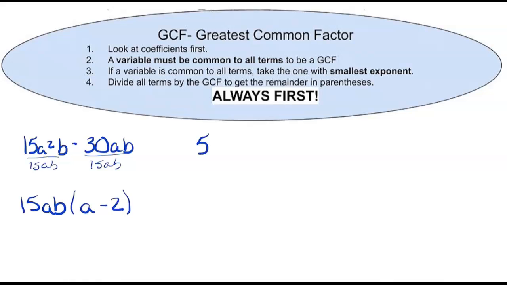What if I wrote this? What if I said I had 5x minus 3? I look at my coefficients, 5 and 3. Those are my numbers. Well, nothing goes into 5 and 3. That's not going to work. I have an x, but I don't have an x in both of them. So this is what we call prime.